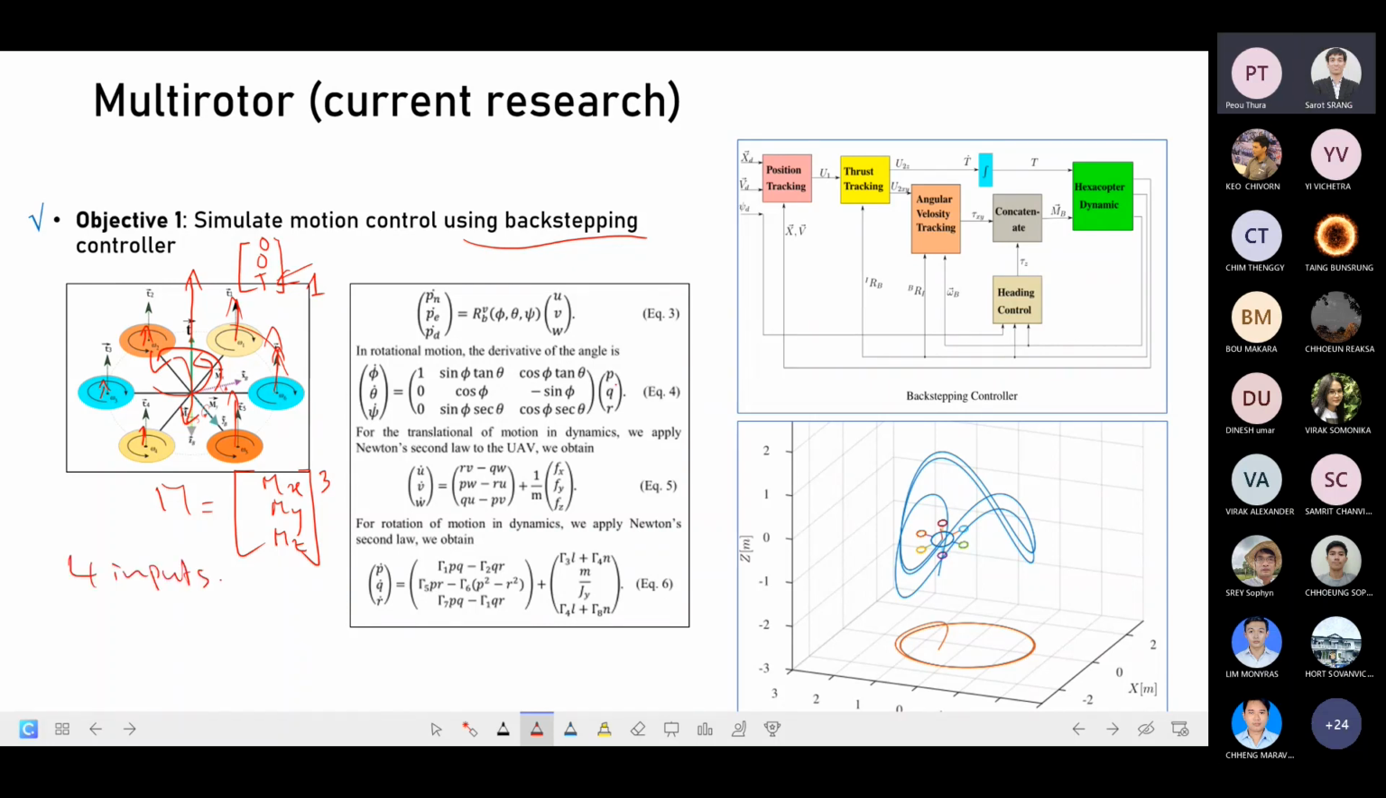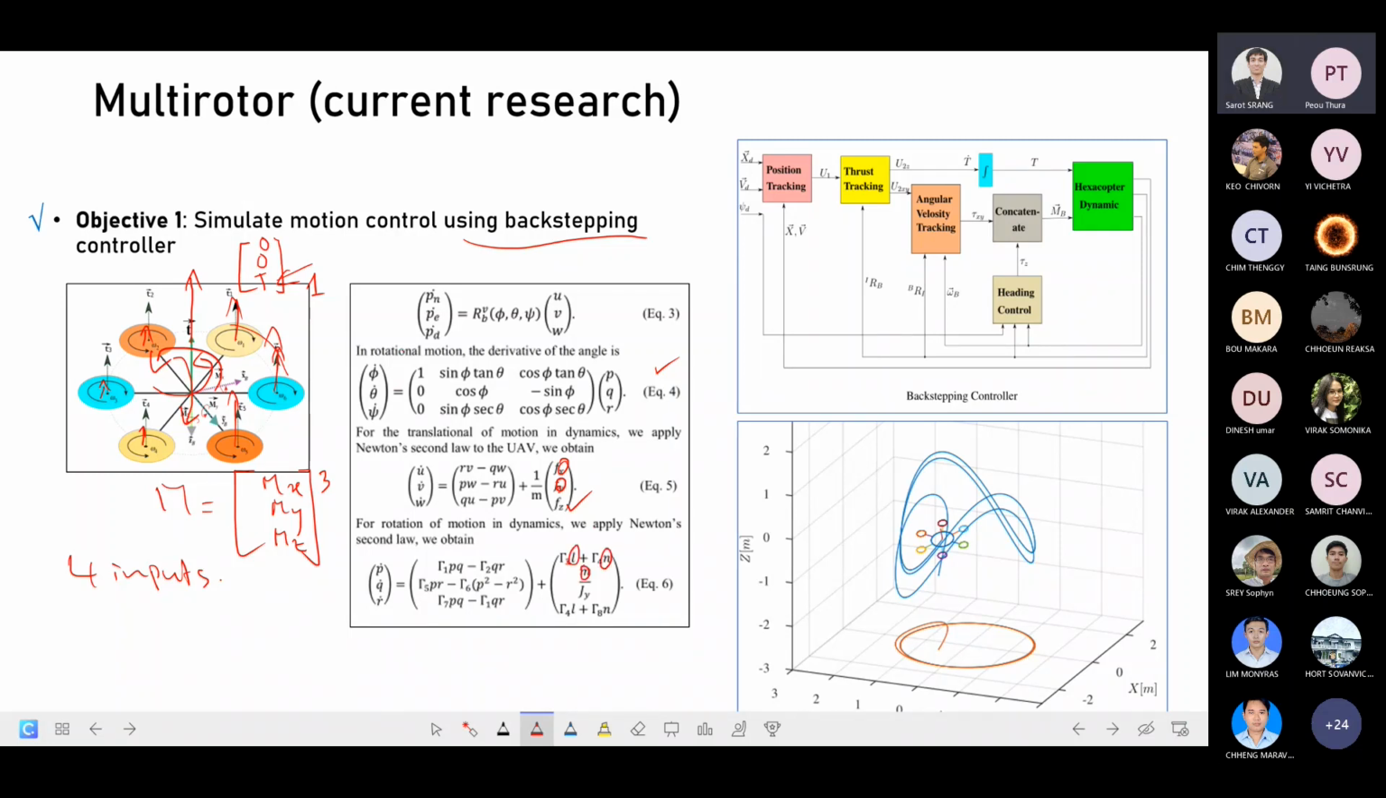4 input to the dynamic equation. Okay, this one is not. Yes, this 4 here. This one 0, 0, only this one, and moment L, and N.